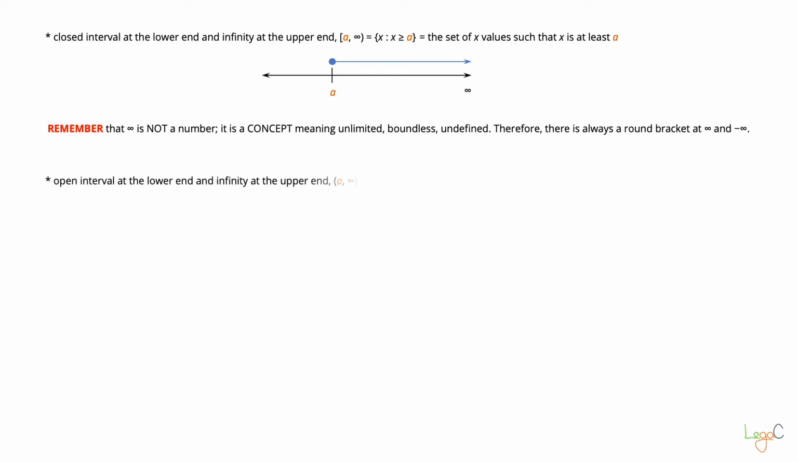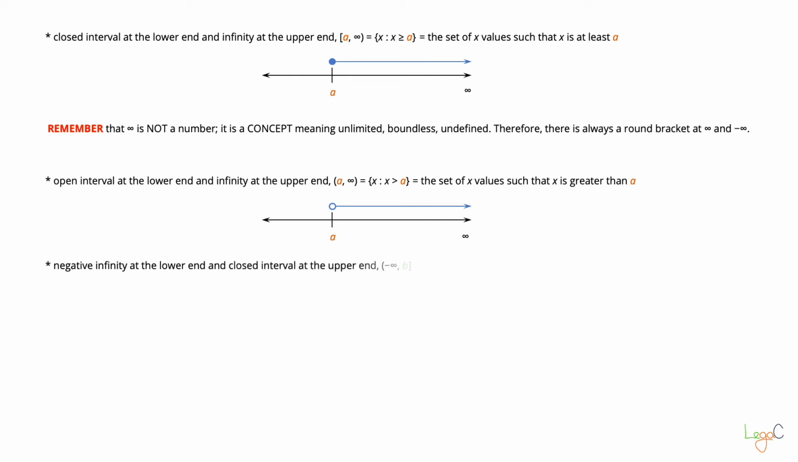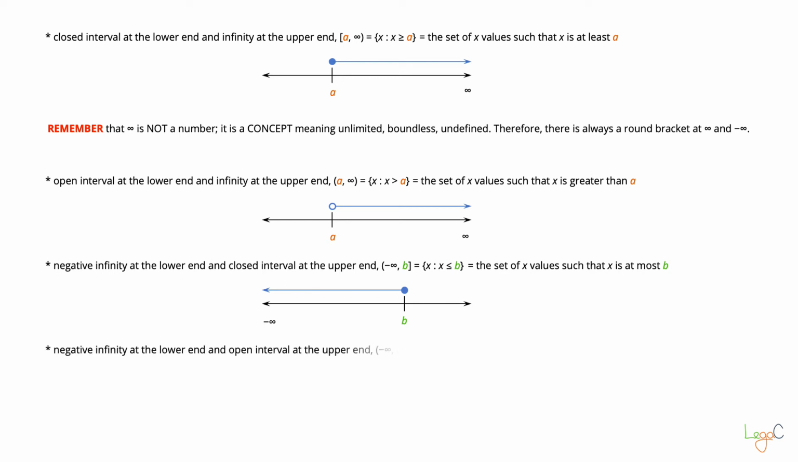Open interval at the lower end and infinity at the upper end. So we are going to have a circle at a and an arrow at infinity. Negative infinity at the lower end and closed interval at the upper end. This is the set of x values such that x is at most b. So we have a dot at b and the arrow keeps going to negative infinity. Negative infinity at the lower end and open interval at the upper end. The set of x values such that x is less than b. So this time we have the same, except we have a circle at b.